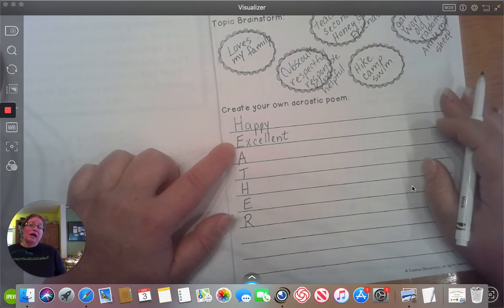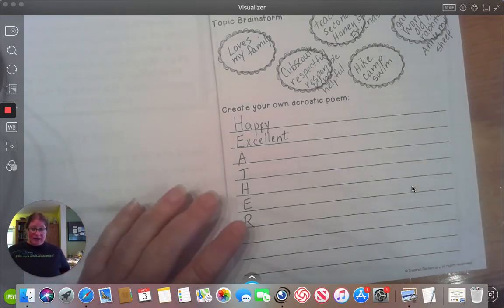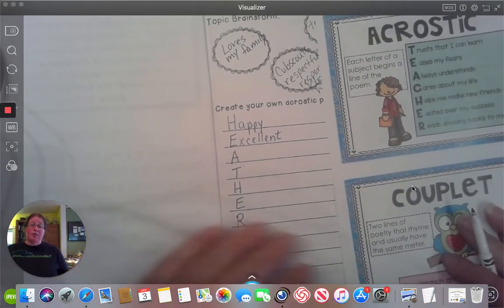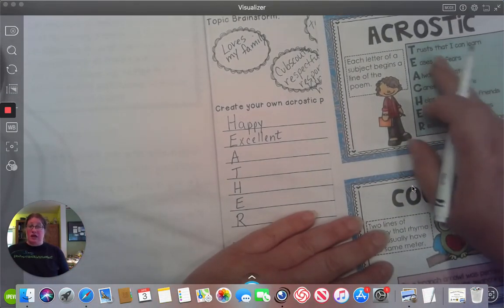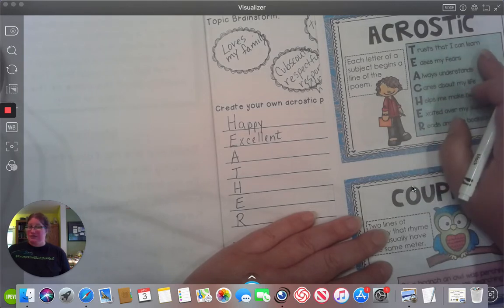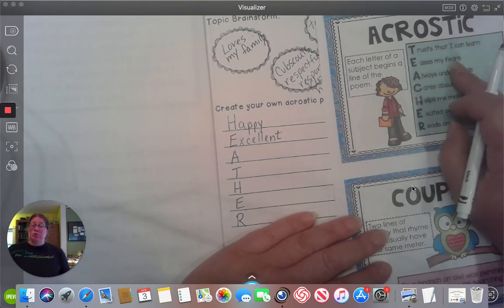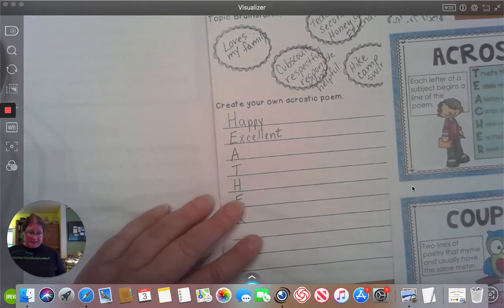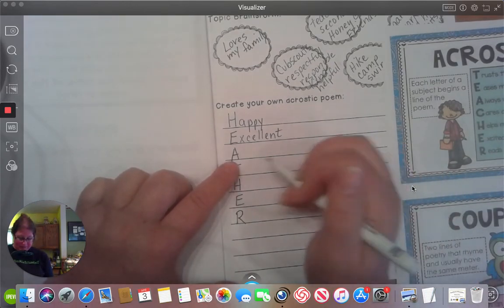Now, you'll notice if we go back to our acrostic example that most of the lines in the poem are a short phrase. They do not have punctuation. So Miss Delia is not counting punctuation on your acrostic poem. But we are going to use a few words to describe ourselves. So another way I might describe myself is always caring.